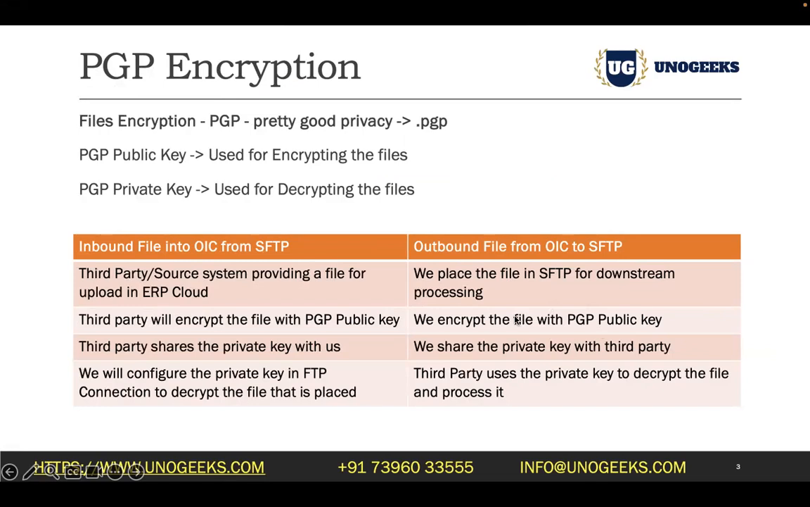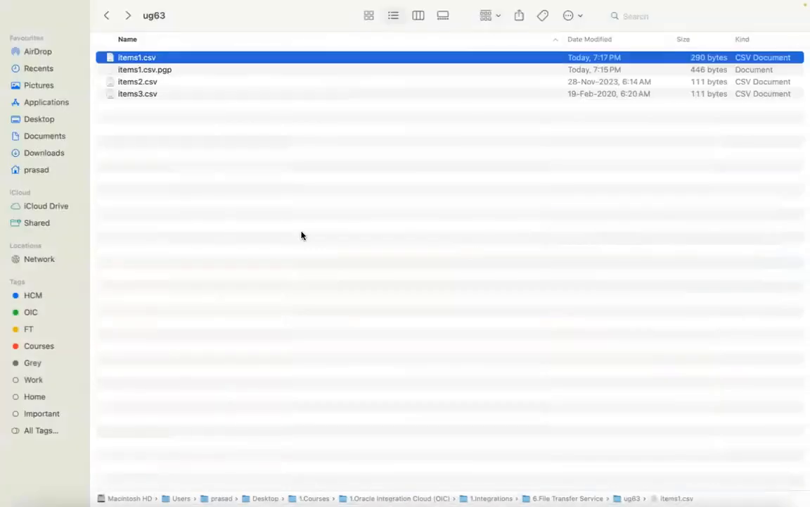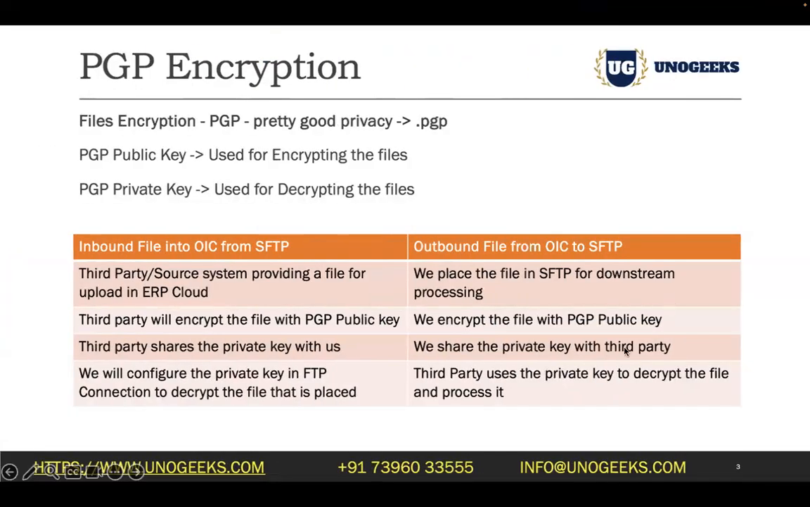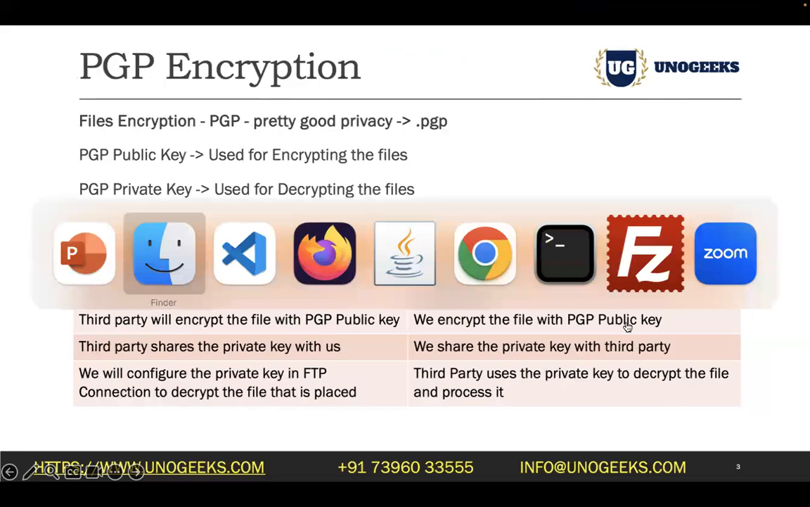And after we encrypt the file with a public key, what is it that we're going to do? We would share a private key with the third party. So that's exactly what we have done, right? We've used the public key to encrypt the file, and we're going to share a private key with the third party. And how are we going to write the encrypted file? So, encrypt the file with the public key.